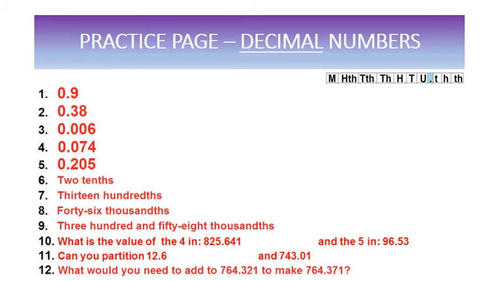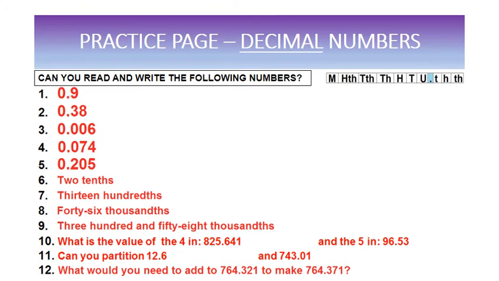So here's another practice page for you, this time with decimal numbers if that's useful. So can you read and write the following numbers? Again, I've put the place value scale at the top of the page to help. The first 5 numbers need to be written as words, the next one's in digits, and then you've got questions 10, 11 and 12 to have a go at. You may again want to stop the video at this point so that the answers don't come up too quickly.